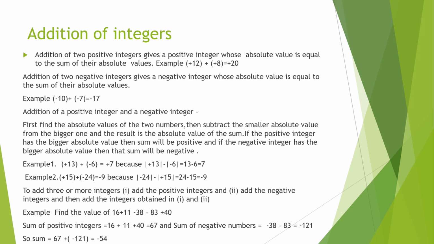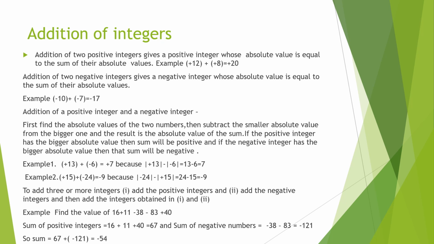Now consider some examples. Plus 13 plus minus 6. Absolute value of plus 13 is 13, absolute value of minus 6 is 6, so 13 minus 6 is equal to 7, plus 7 because the bigger number has the plus sign. Example 2, plus 15 plus minus 24. Absolute value of minus 24 is 24. Absolute value of plus 15 is 15. So 24 minus 15 is equal to 9. As the bigger number has the negative sign, therefore it will be minus 9.